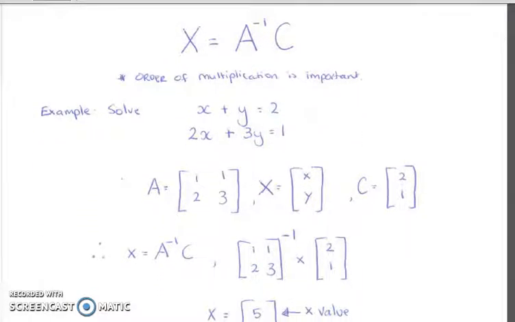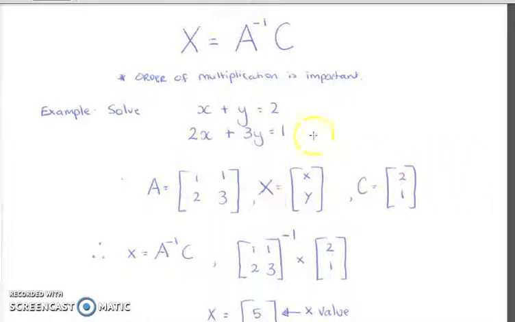Here's an example. We've got x plus y equals 2 and 2x plus 3y equals 1, so we can solve these simultaneously. Let's put this first into our 3 matrices. We have the coefficients of the variables, so 1 and 1 go here, 2 and 3 go here. Then in our second matrix, we have our variables, x and y, vertically. And then we have our solutions, the answers to the 2 simultaneous equations, 2 and 1. We label these A, X and C. We always need to label them in this order.